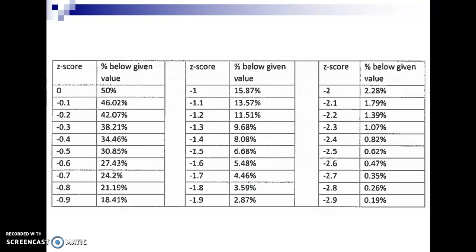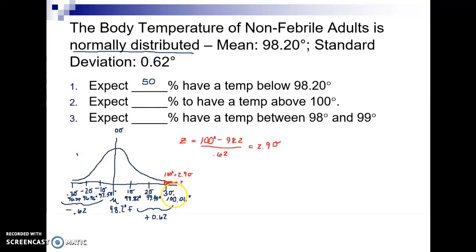So going back to my problem, there we go. This area represented 0.19% of the graph. So less than 1%, very, very rare for someone to have a temperature above 100 and not have a fever.